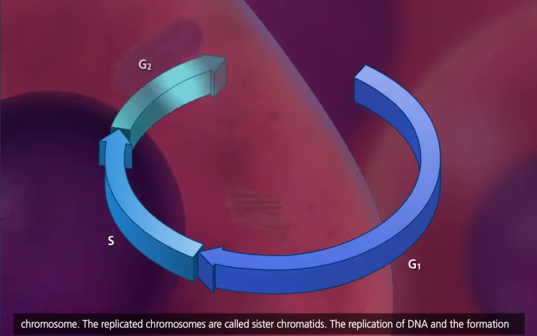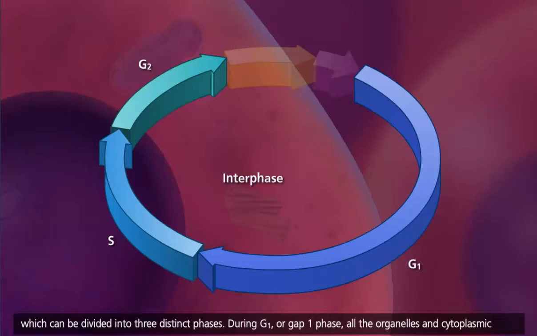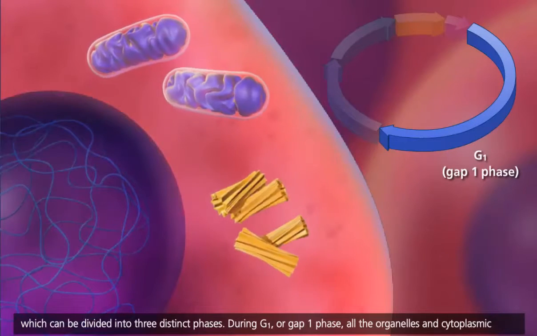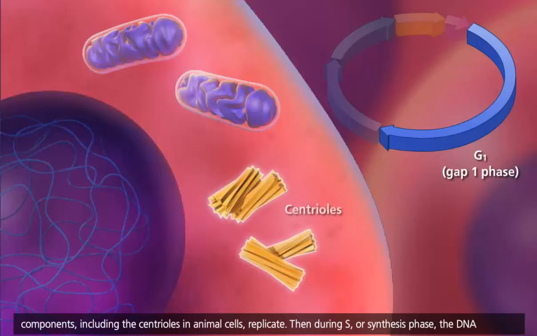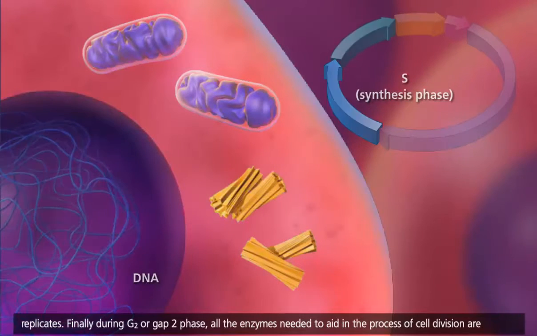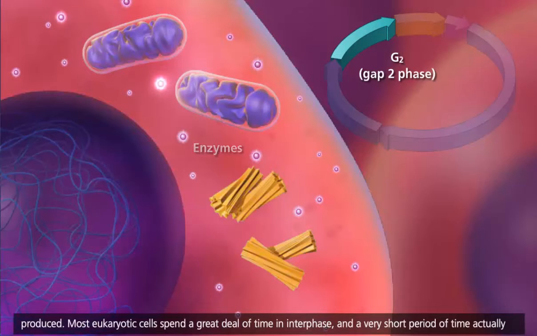The replication of DNA and the formation of sister chromatids is one part of the entire cell cycle. To prepare for cell division, the cell goes through interphase, which can be divided into three distinct phases. During G1 or gap 1 phase, all the organelles and cytoplasmic components, including the centrioles in animal cells, replicate. Then during S or synthesis phase, the DNA replicates. Finally, during G2 or gap 2 phase, all the enzymes needed to aid in the process of cell division are produced.